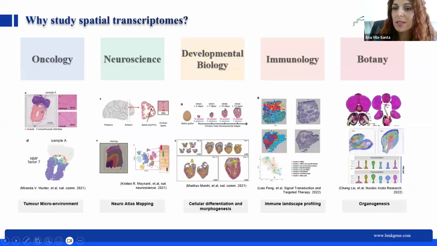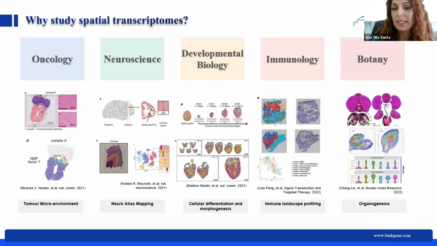So why study spatial transcriptomics instead of just the standard bulk RNA sequencing? These are some examples of areas of knowledge where spatial transcriptomics has been used. For example, in the field of oncology, it has been used to study the tumor microenvironment. So how the tumor cells and macrophages and other kinds of immune cells are interspersed within the tissue and are interacting with each other.